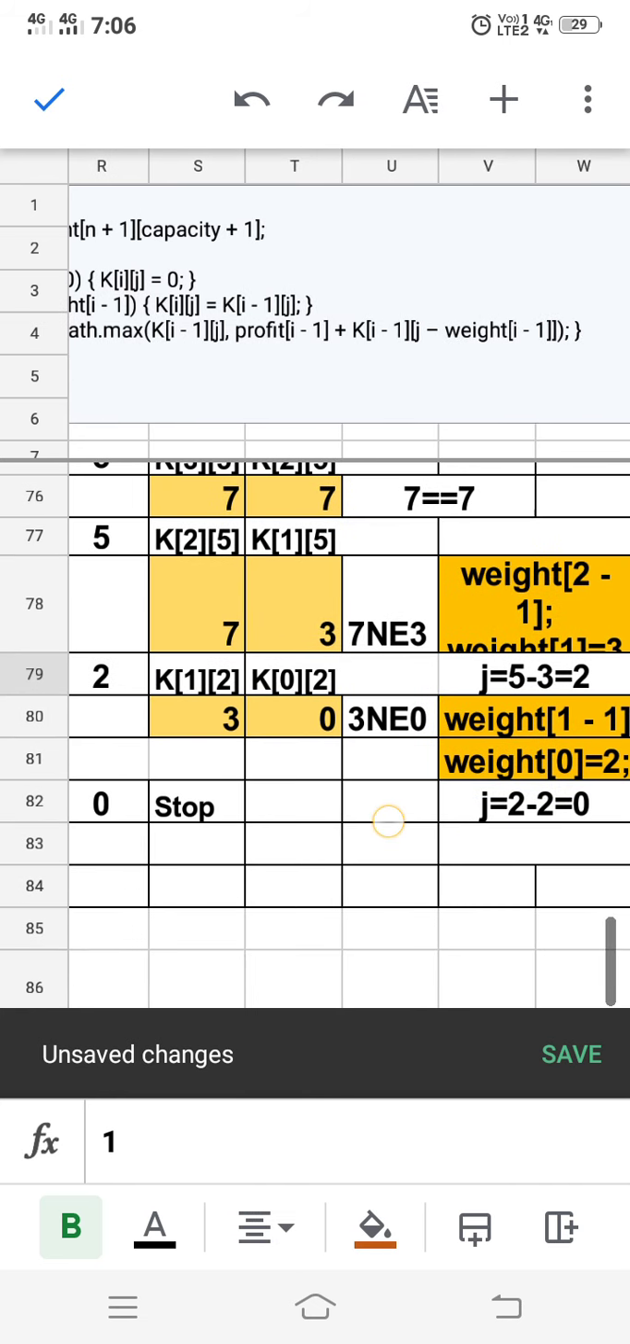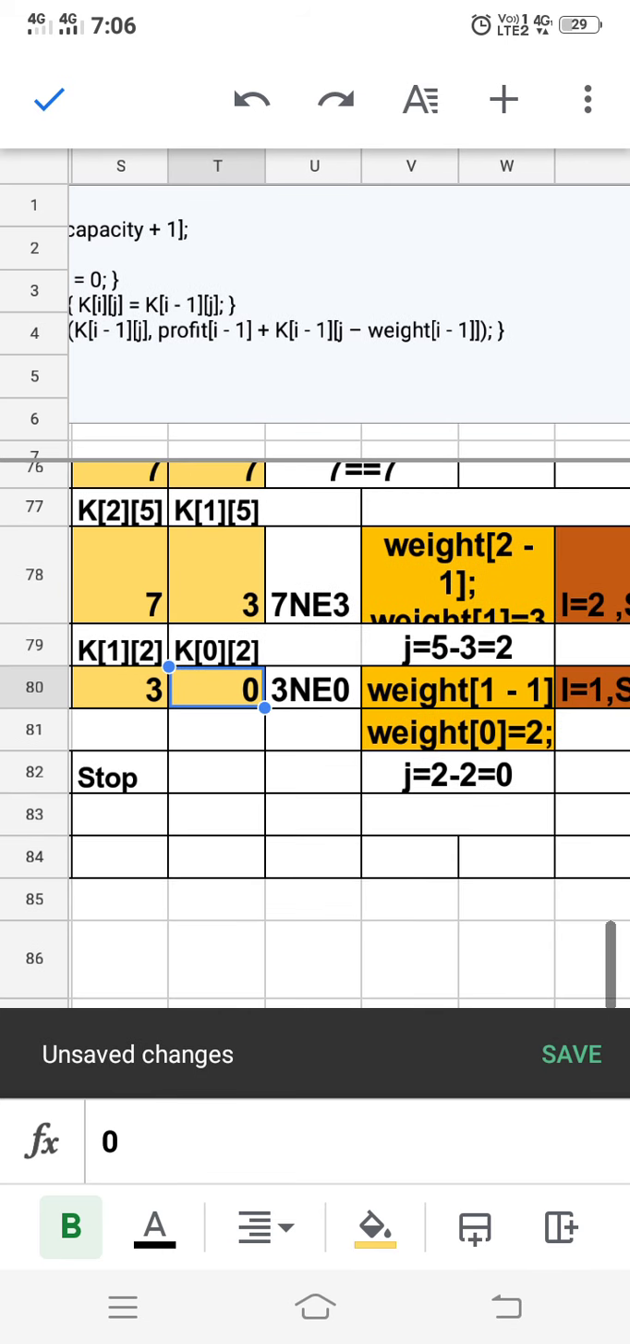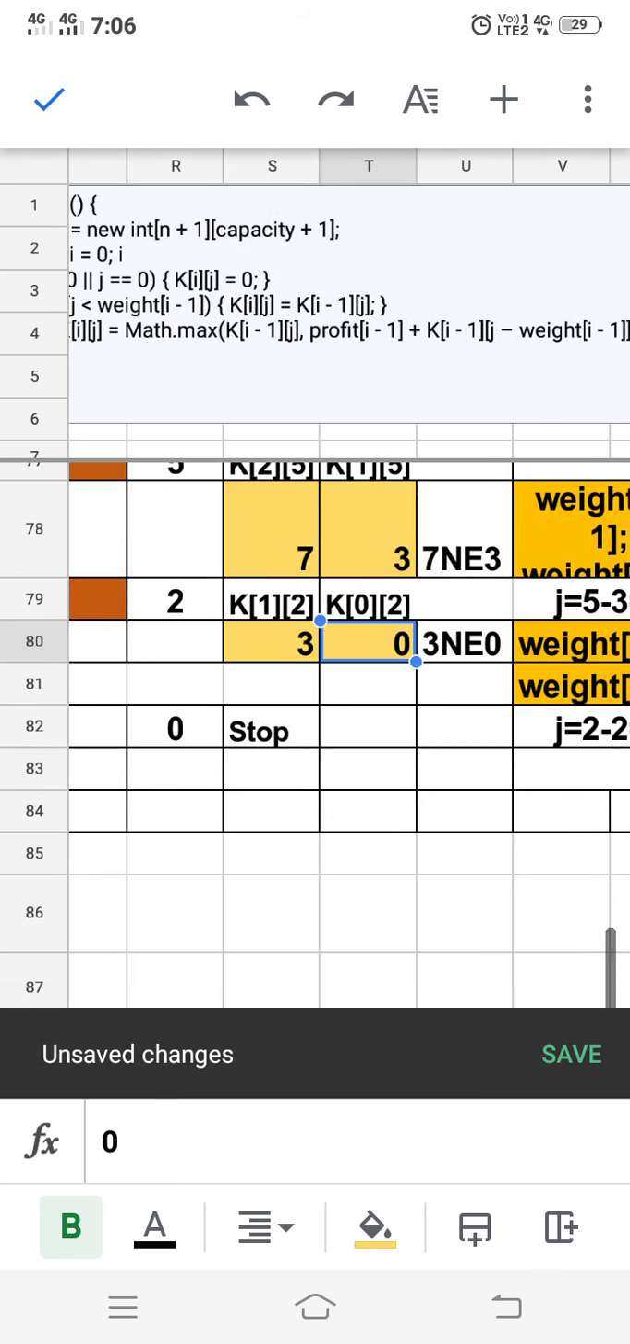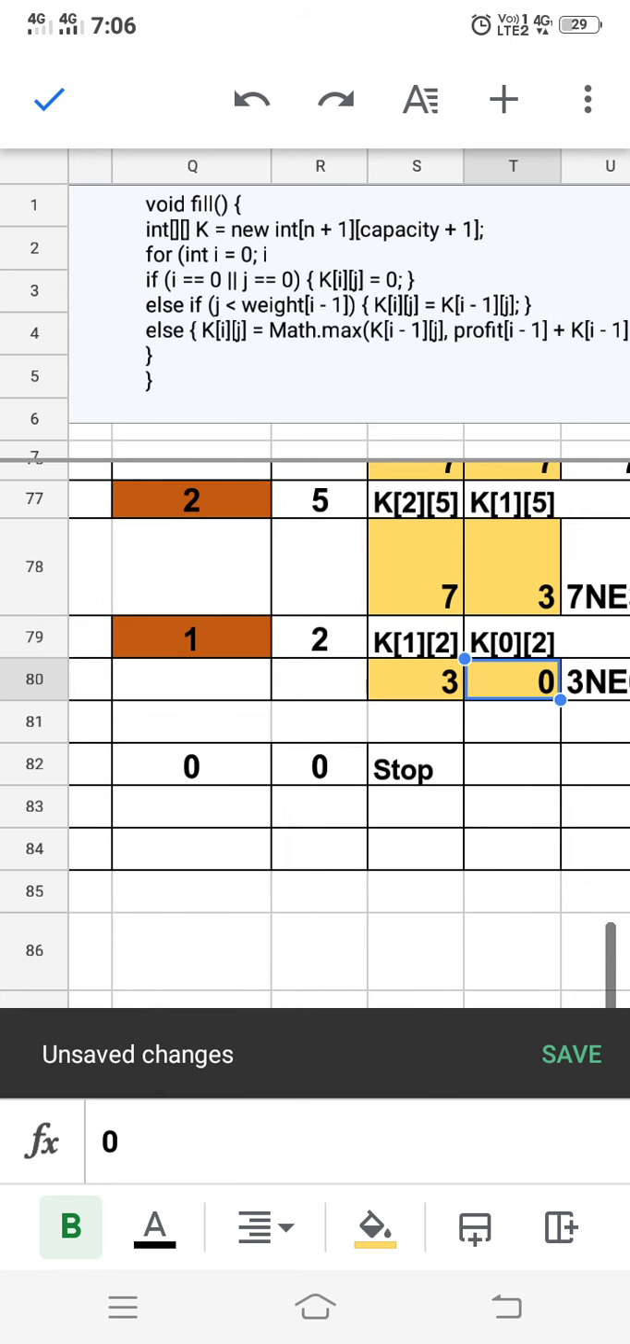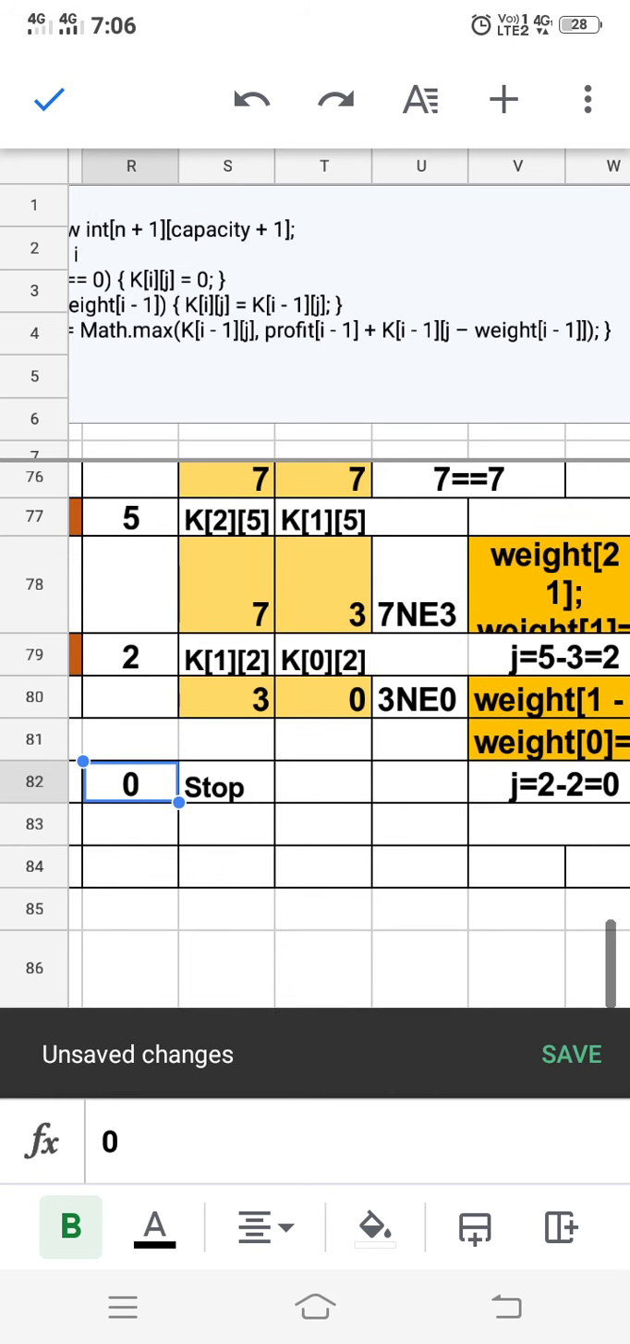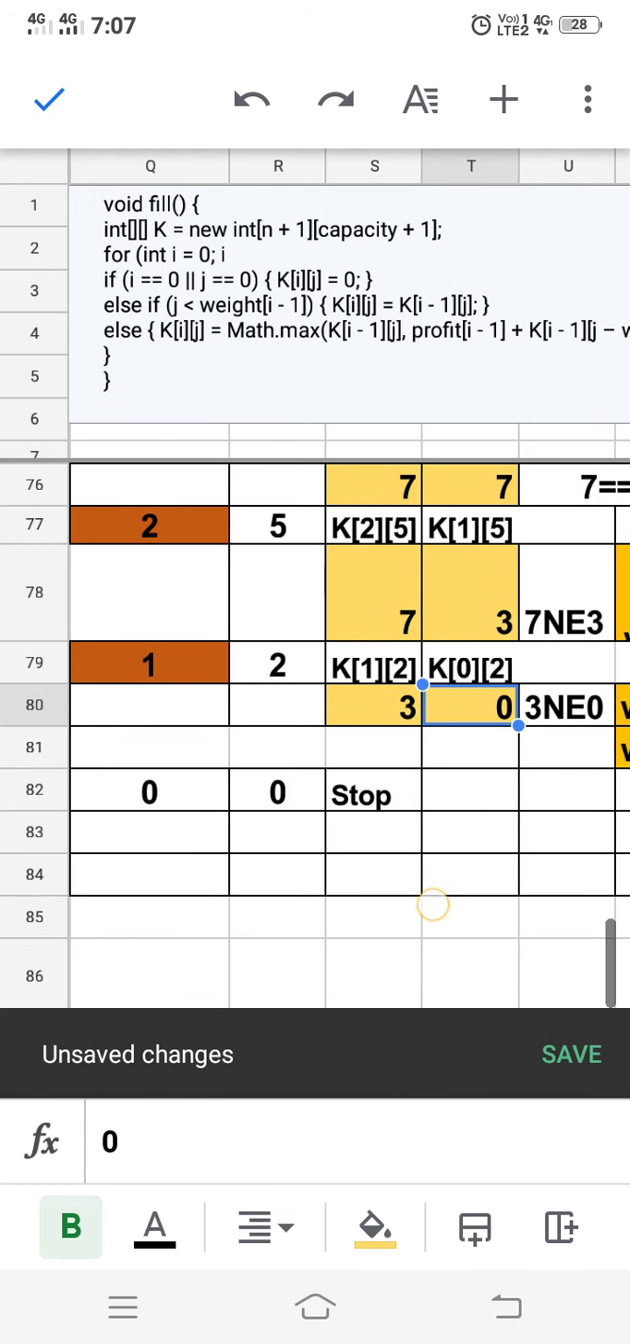Now again I get the profits 3 and 0, which are not equal. So for the index i equal to 1, I will be selecting item 1 also. Next, I will be decrementing the i value and j value also. Then I will stop the iteration because the values of i and j are equal to 0.